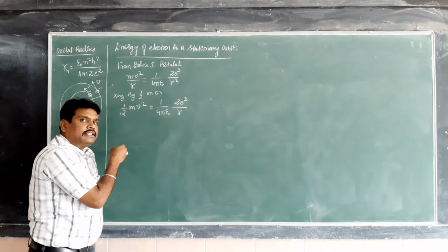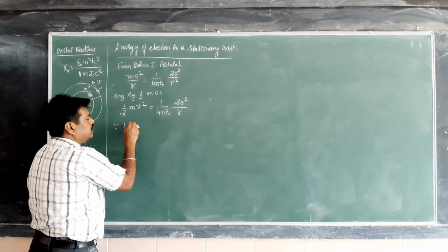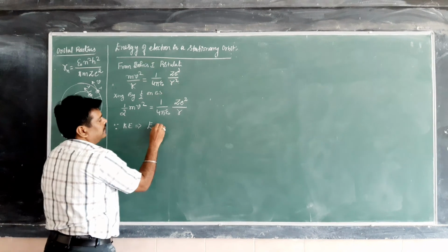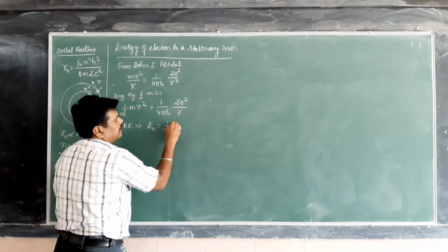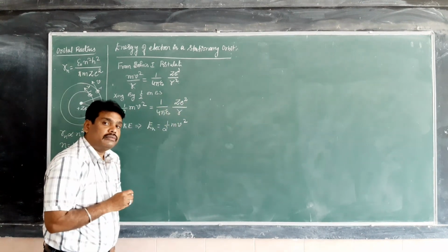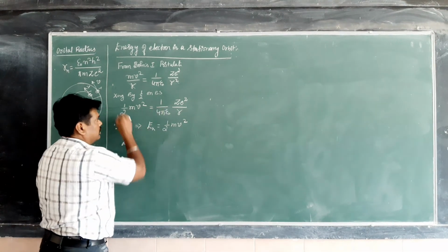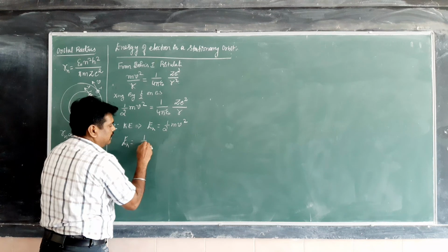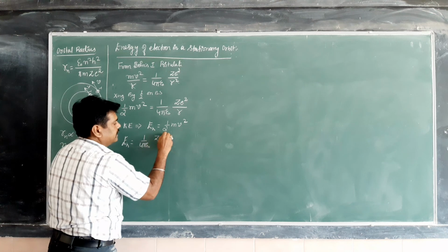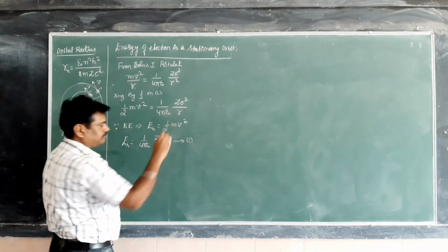So you know that this is the formula for kinetic energy. Since kinetic energy is represented by Ek, Ek is equal to half mv square. So this is the formula for kinetic energy of the electron revolving around the nucleus. Therefore, according to this formula, Ek becomes half into 1 divided by 4 pi epsilon naught into Ze square divided by r. Say this is equation number 1.